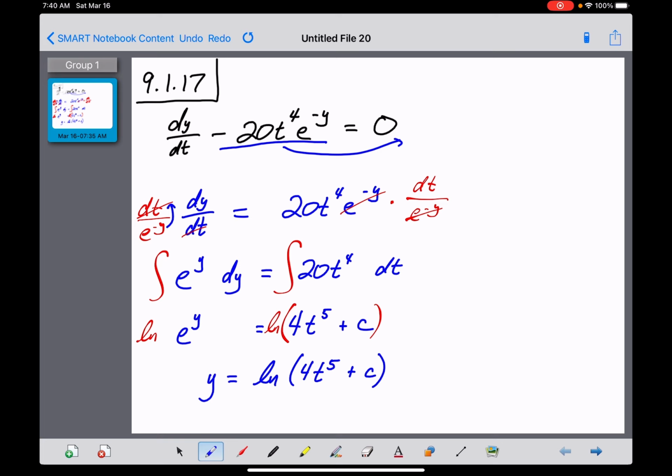Notice I'm keeping that plus c inside the parentheses, and what is tempting that a lot of people want to do is distribute this natural log in here and say, okay, that equals a natural log of 4t to the fifth plus the natural log of c. Guys, we cannot do that. You cannot distribute a logarithm as if it were some type of numerical value here. You can distribute a constant, you can distribute a variable, but we can't distribute an operation like log or sine or cosine or anything like that. So I think that's about as good as it's going to get, and that's our answer then for problem number 17.